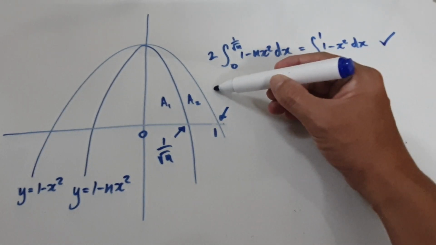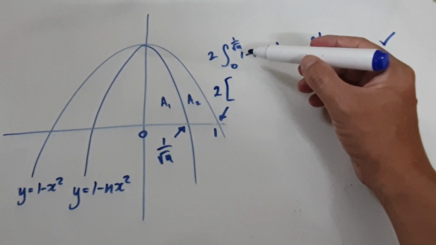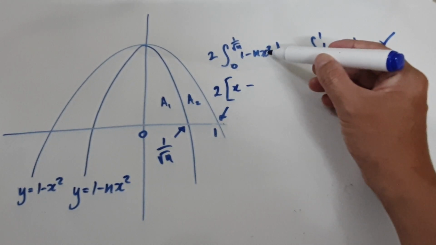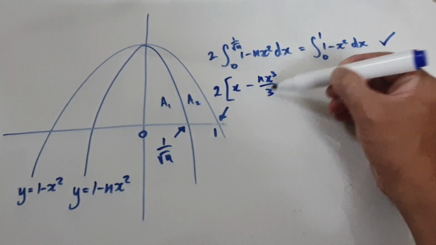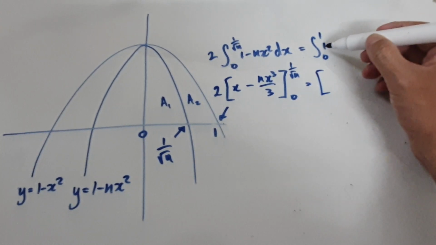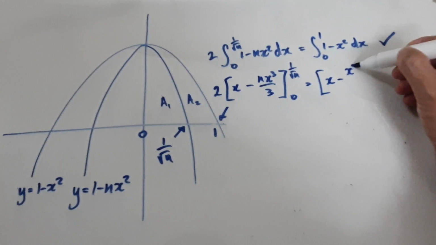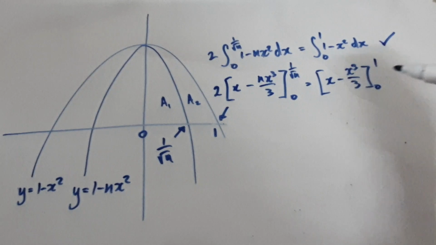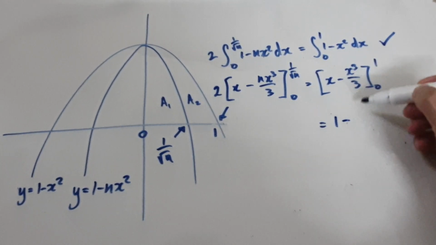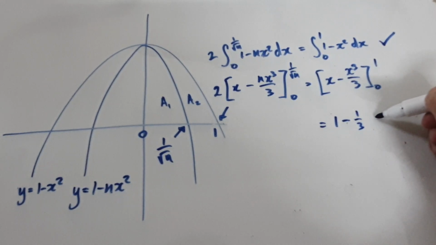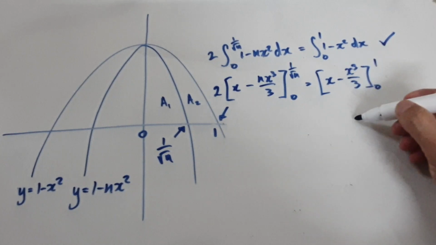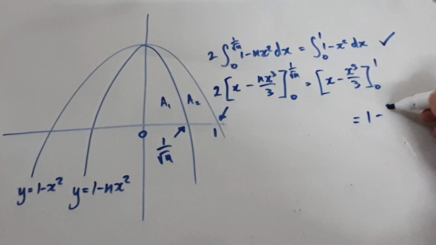So let's integrate this. When you integrate 1, it will be x. When you integrate this, remember n's a constant, it will be nx to the power 3 over 3, from 0 to 1 over root n. And when you integrate this, the 1 gives x, and x squared gives x to the power 3 over 3, from 0 to 1. Now let's put this in. That would be 1 minus 1 cubed over 3, which is a third, and putting 0 in gives 0. So that would be 1 minus 1 over 3.